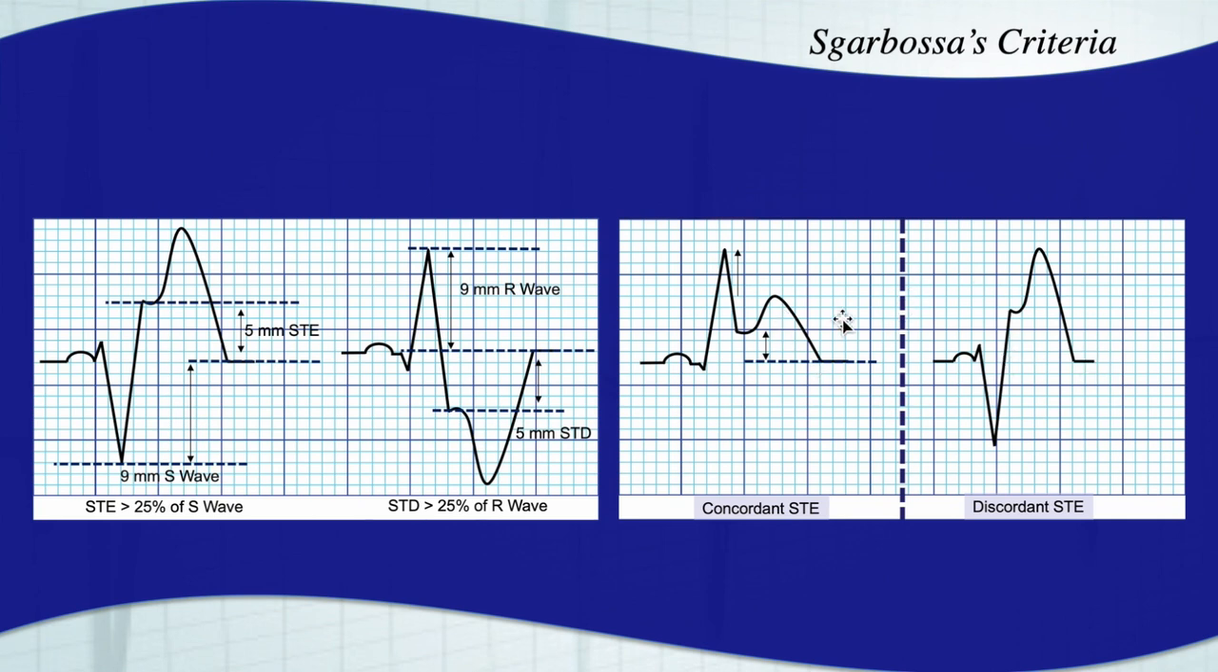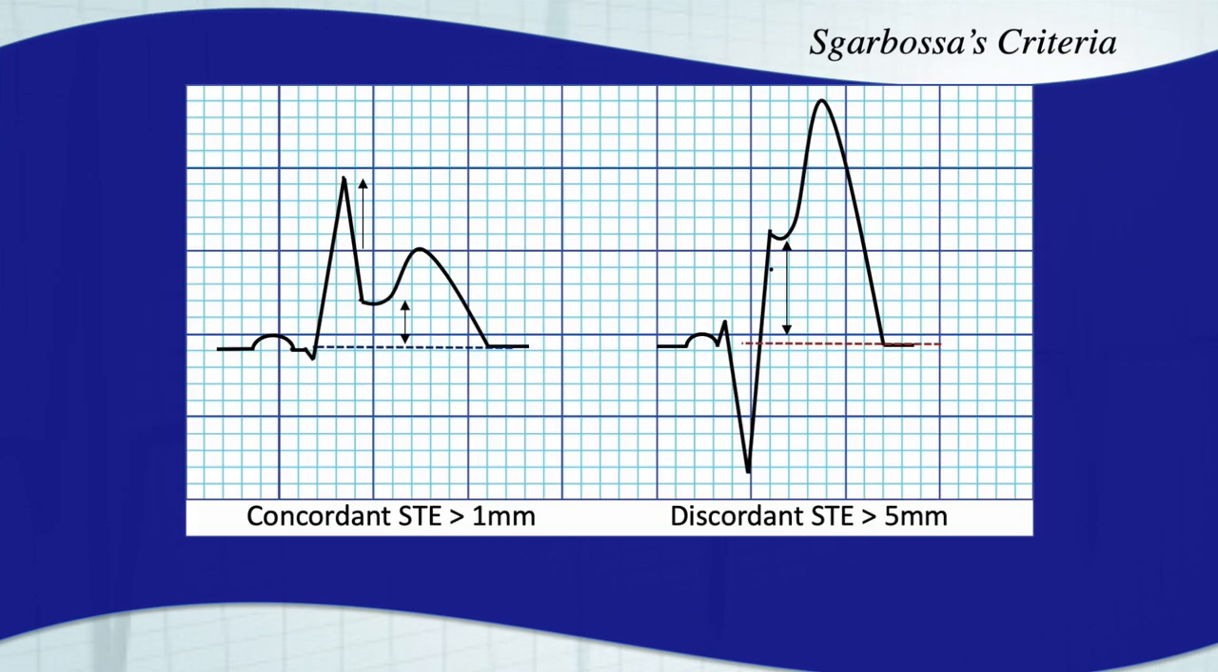So this kind of juxtaposition here of the concordant ST segment elevation and discordant ST segment elevation gives you the visual of the difference, all right? So again, if you have concordant ST segment elevation of greater than 1 millimeter or discordant ST segment elevation greater than 5 millimeters, you're meeting Scarbosa's criteria. These discordant ST segment elevation leads would typically be your precordial leads, V1 through V6. That's where you would usually see that.